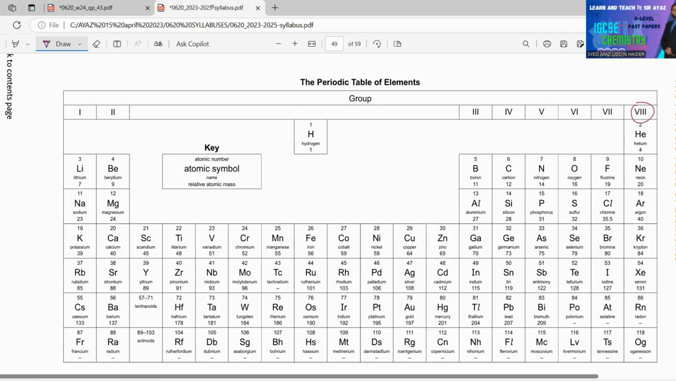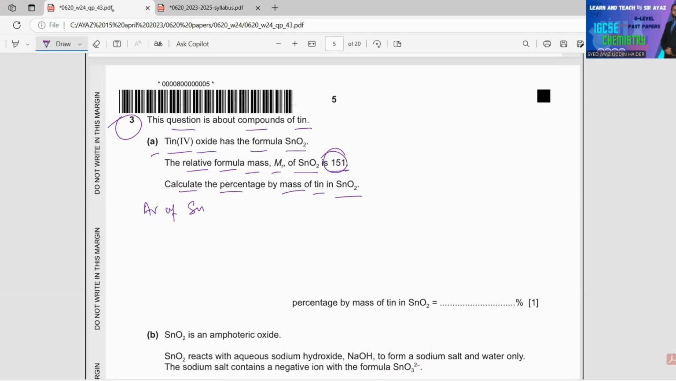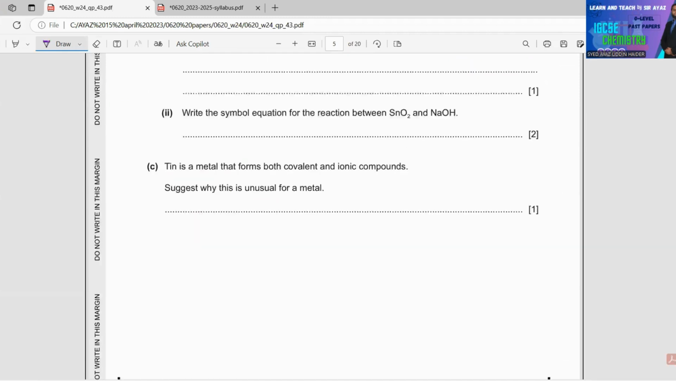Here is tin in the periodic table. It's in group 4. And Ar is 119. So for the percentage, we'll multiply 119 by 100 and divide it by the relative formula mass Mr, which is 151. So the answer will be 78.8%. This will be the final answer.